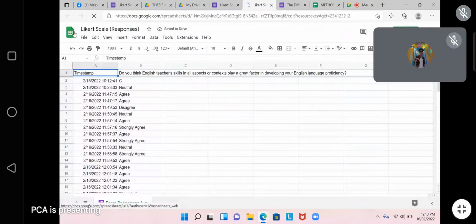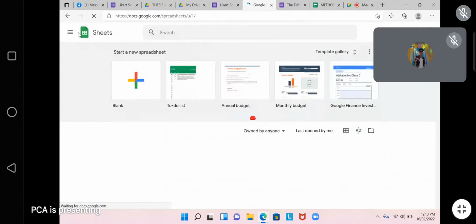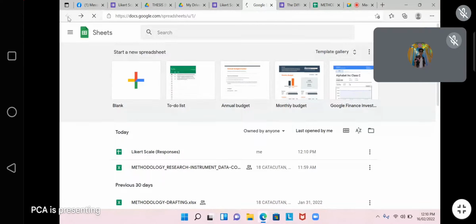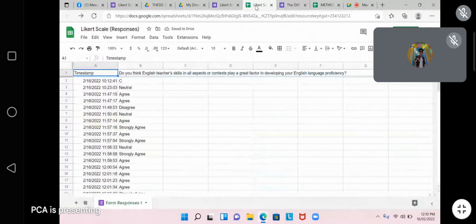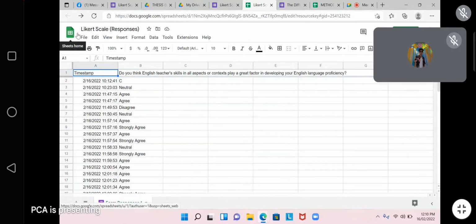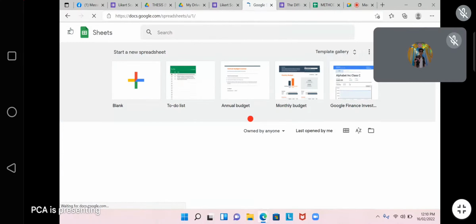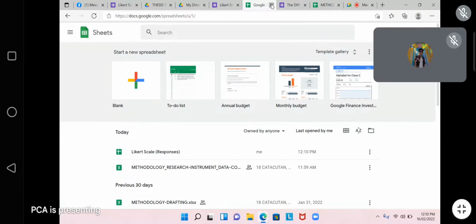And this one should be converted into, okay, hold on. Nasaan na yun? Okay, converted into an Excel. Because this one is not yet. Okay, so again, this should be converted into, ano ba yun? Sorry.